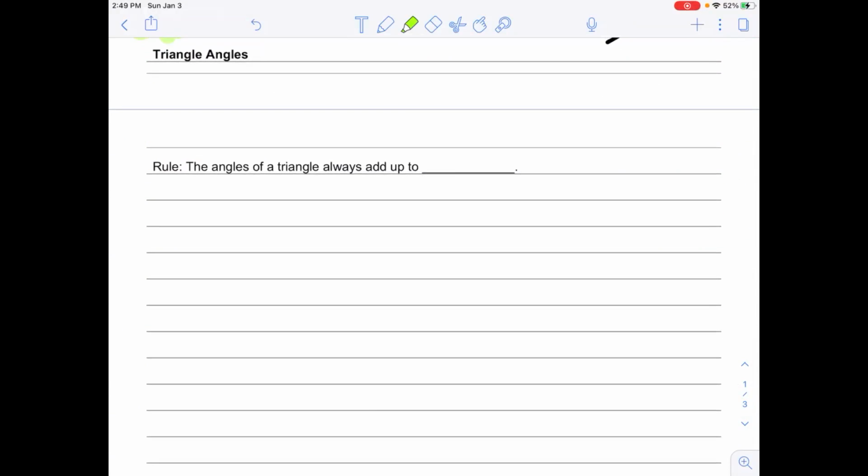All right, the first thing we're going to talk about is angles on a triangle. And there's a rule. The rule is that the angles of a triangle always add up to 180 degrees. It's a rule. They always, always, always, always do. So anytime we draw a triangle, the 3 angles in the corners, those have to add up to 180 degrees. And this is very, very useful for solving problems.